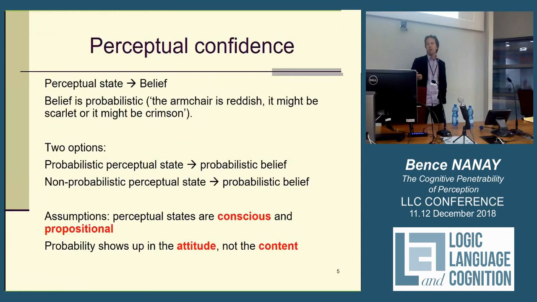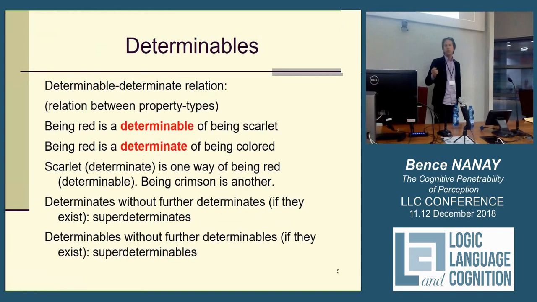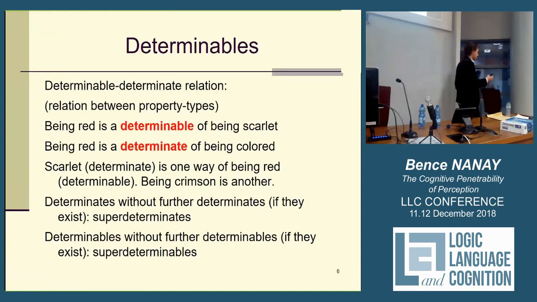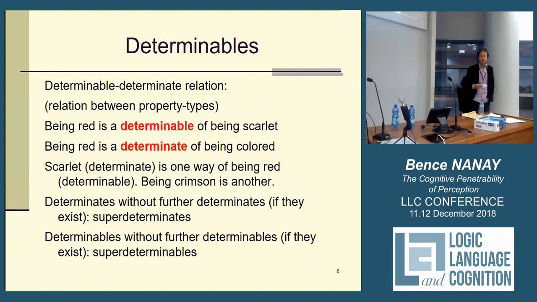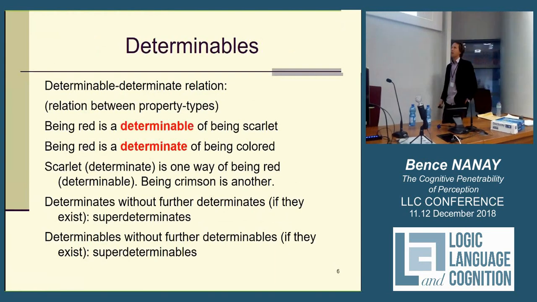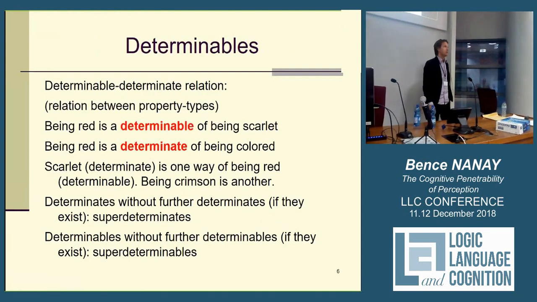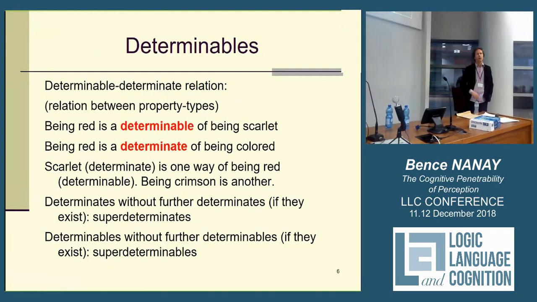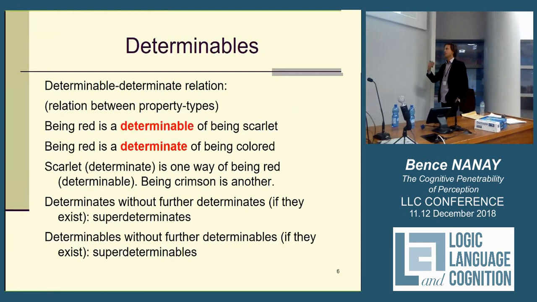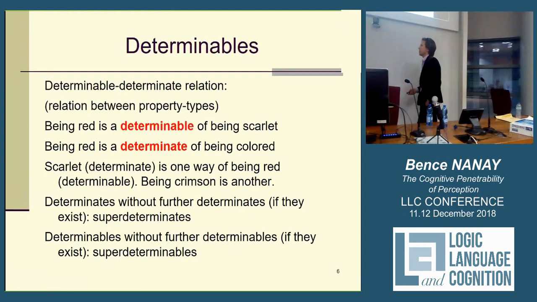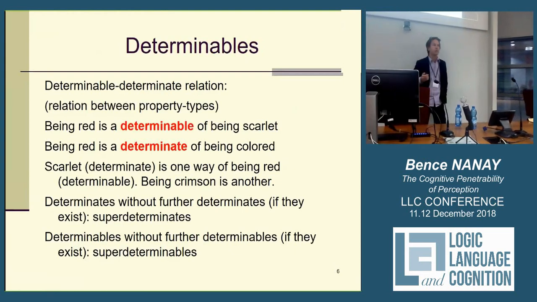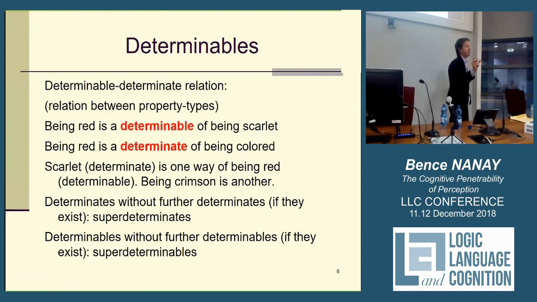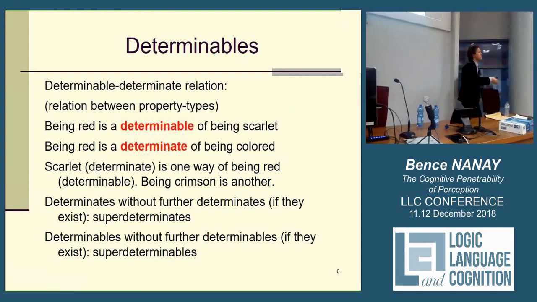So I want to say that what is really going on in these examples is that perceptual states attribute determinable properties, and the lighter it gets, the more determinate the properties that you attribute. So I take this to be a matter of content, so the probability is showing up on the content side of things and not on the attitude side of things.